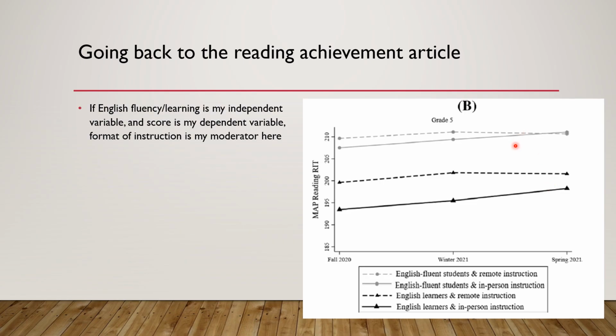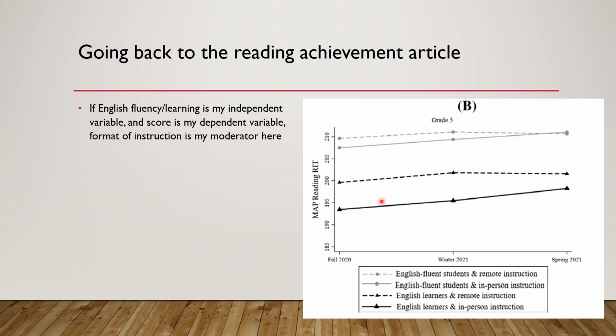So when we're looking at this graph, let's say the English fluency state, whether you're a learner, the light gray, or fluent, the dark gray, is my independent variable. I didn't change that, and I'm not looking for it as my outcome. It's my kind of filter variable. And the score you get on your reading test is my dependent variable. That's the thing that I collected data on.